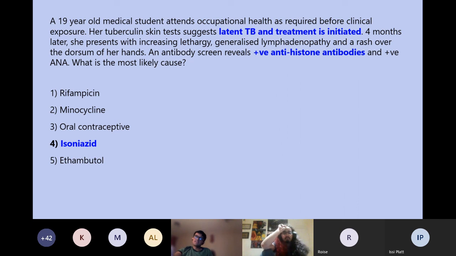We've spoken a bit about isoniazid, but there's another really important side effect for quality of life. Does anyone know what that is? Think peripheries. Yes, peripheral neuropathy. Do you know what you can give to treat it? Pyridoxine, which is vitamin B6.